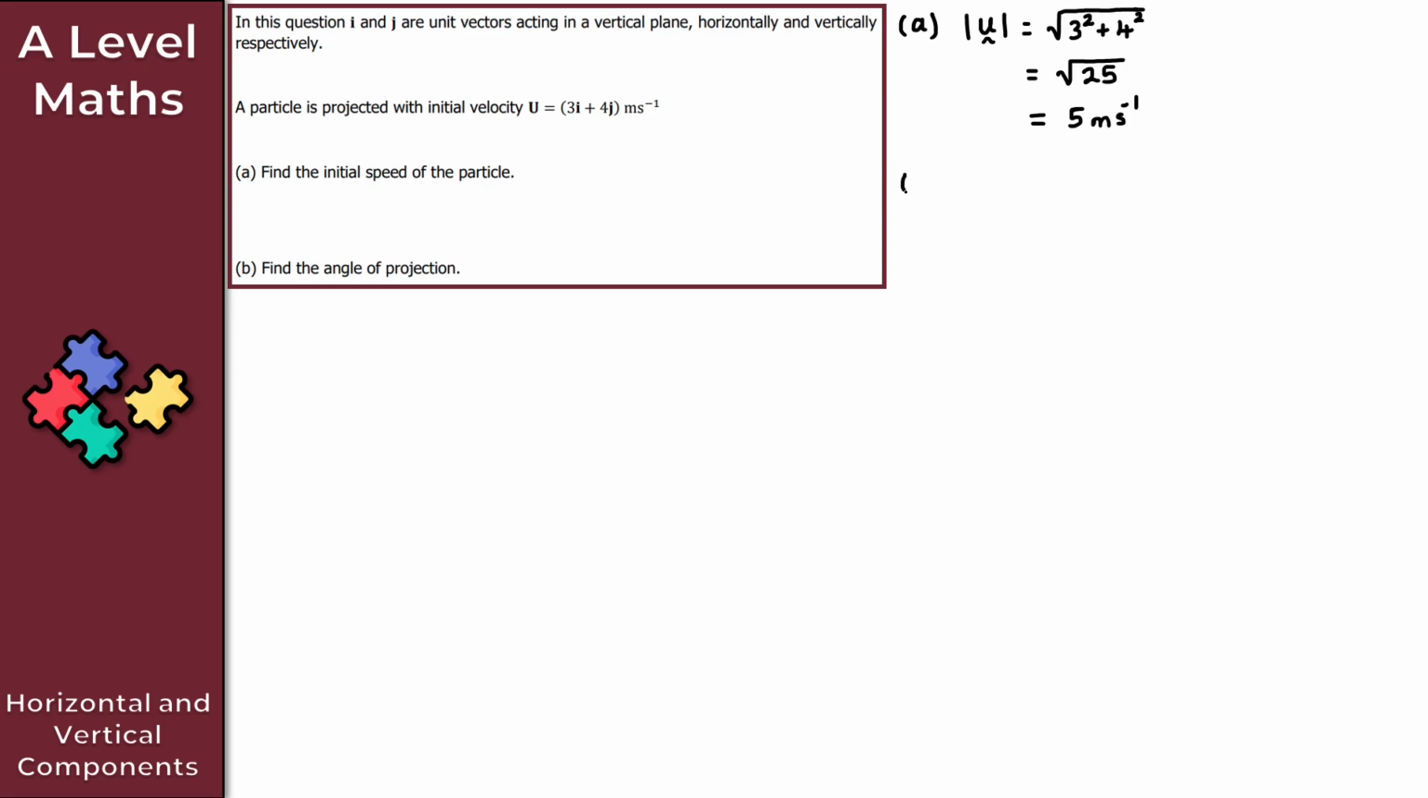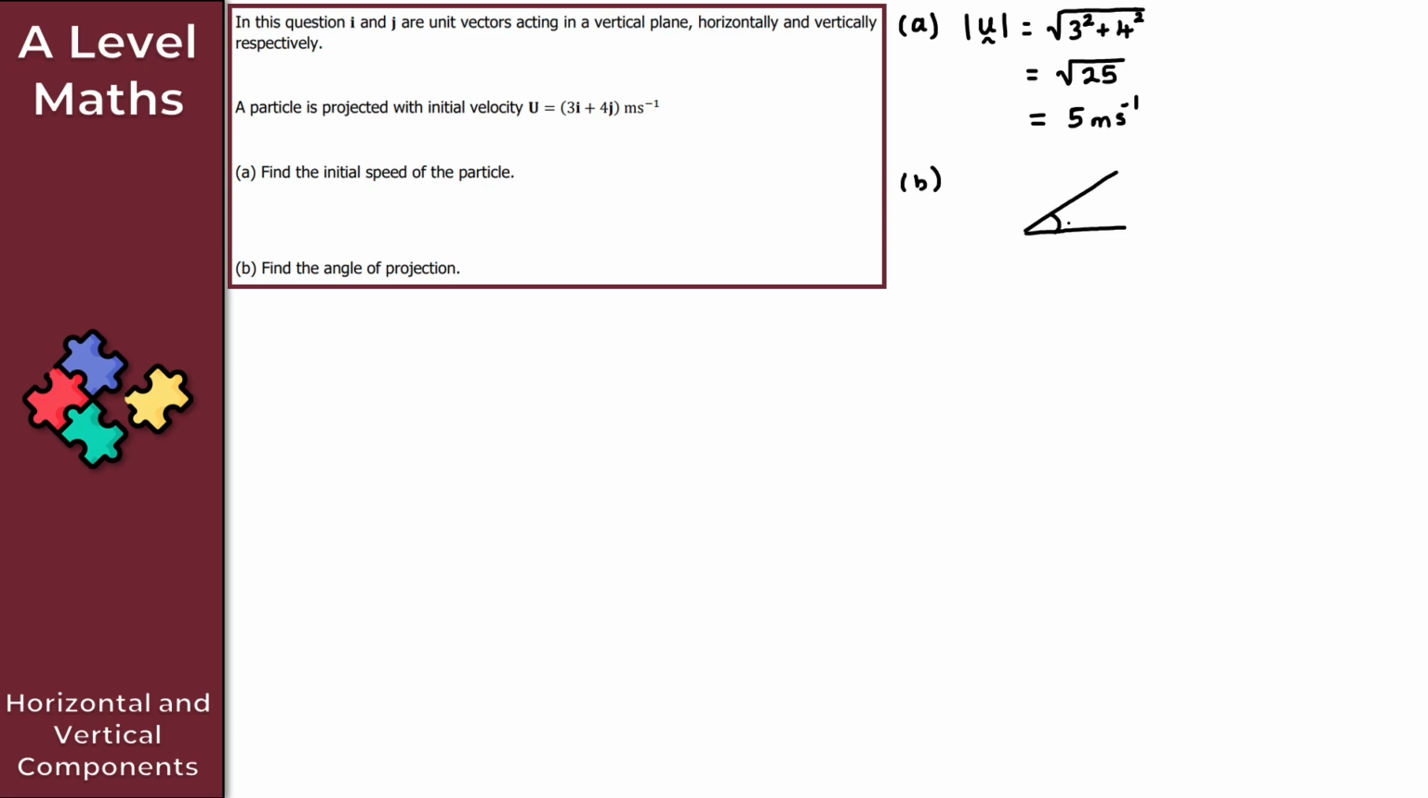So now for part B then, it now asks us to find the angle of projection. So for part B then, I would definitely recommend drawing a quick diagram here. It doesn't have to be perfect, right? But just so we can visualize the problem at hand. So we've got the horizontal like that. And we've got the initial velocity as well, right? So I would look, say, something like that.